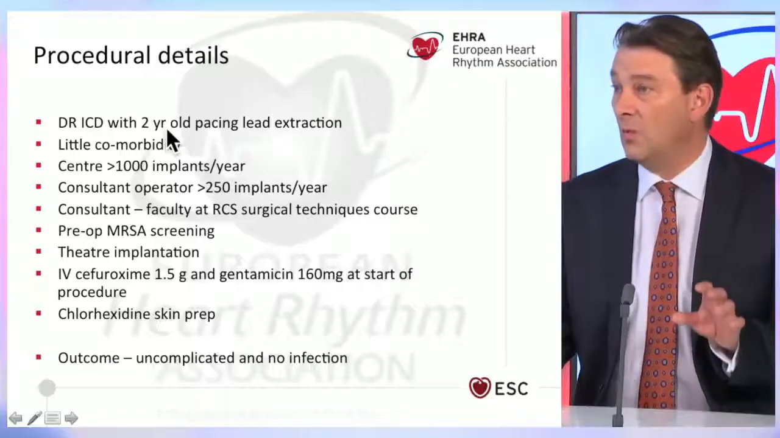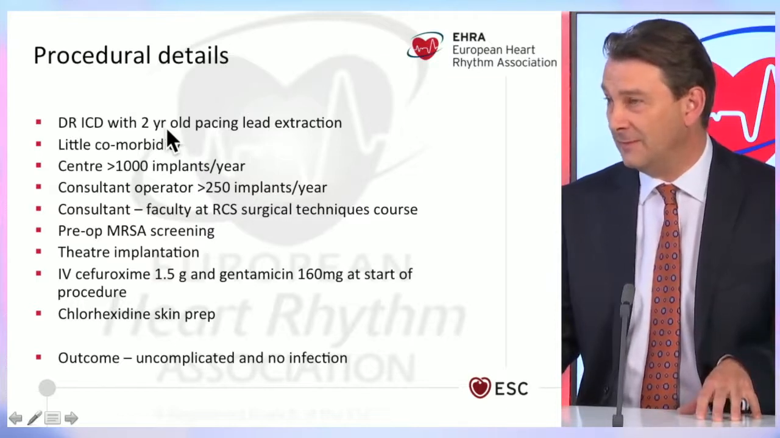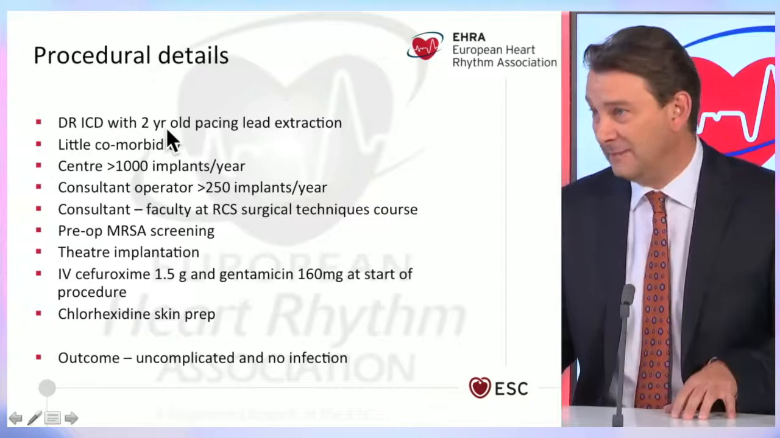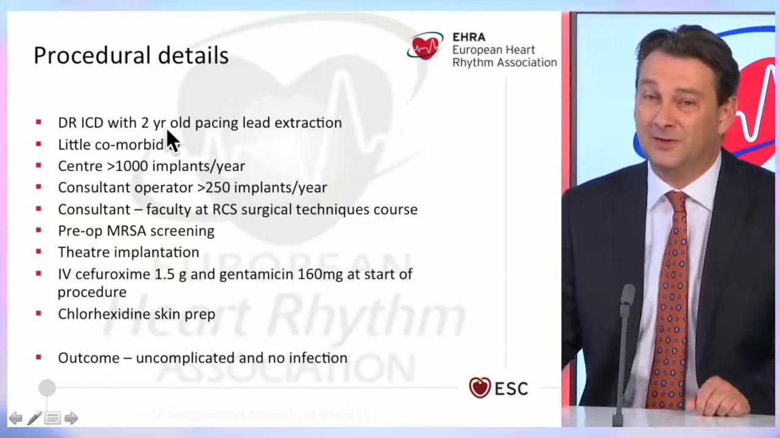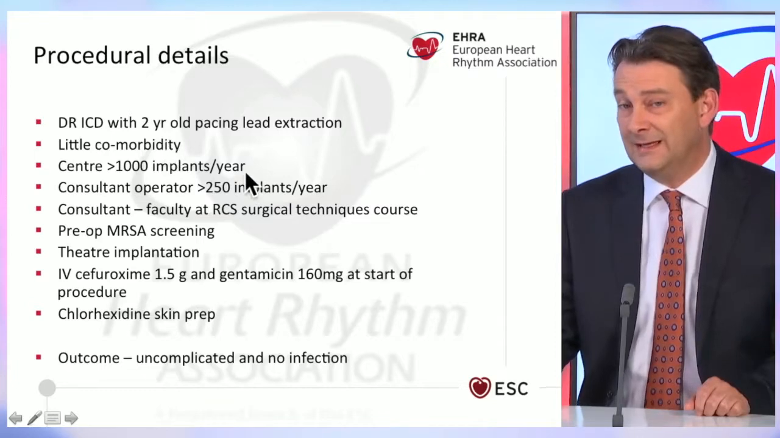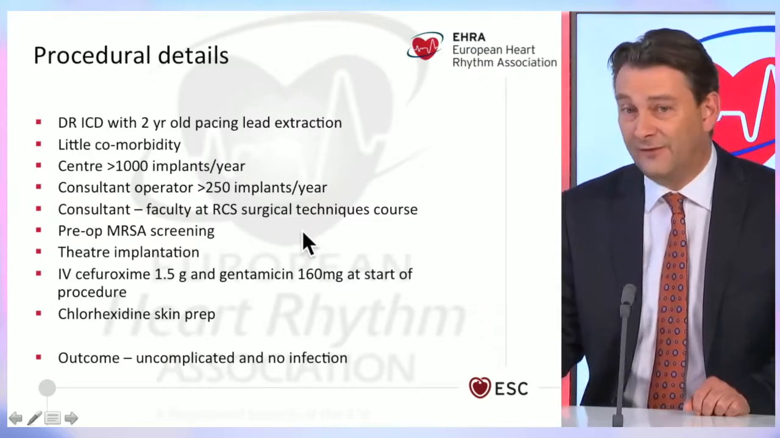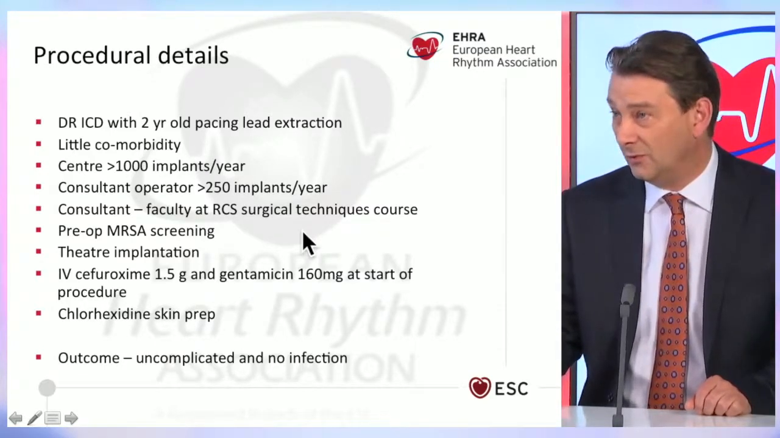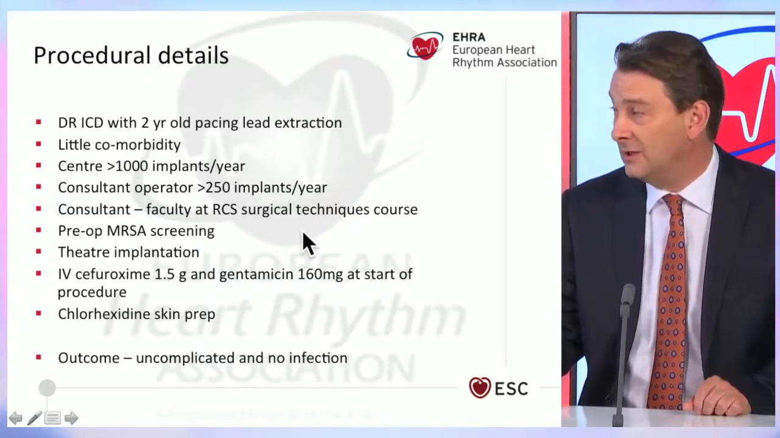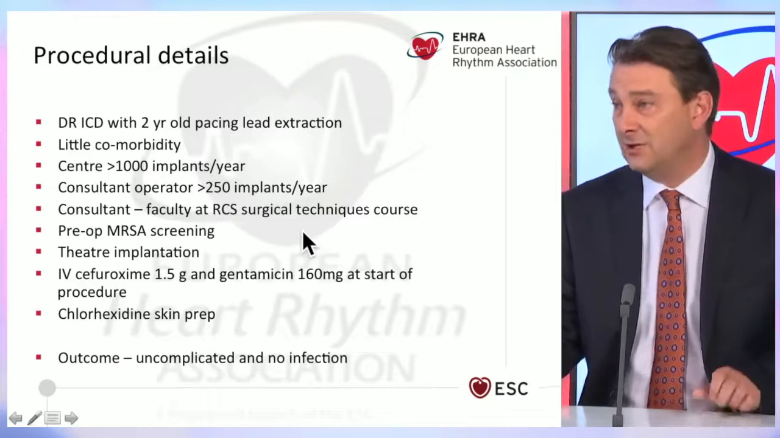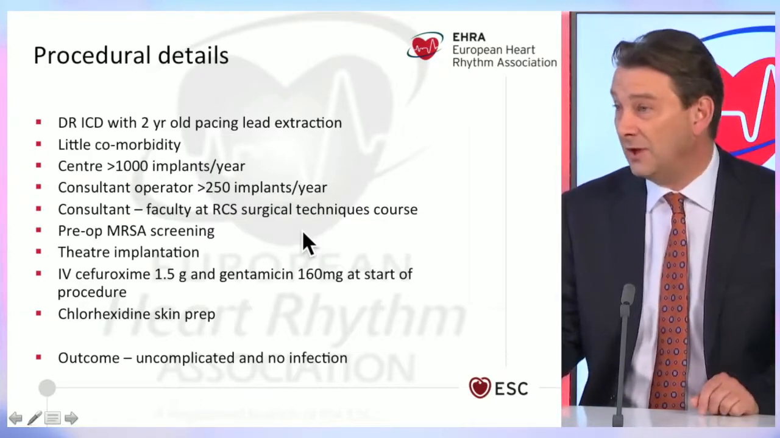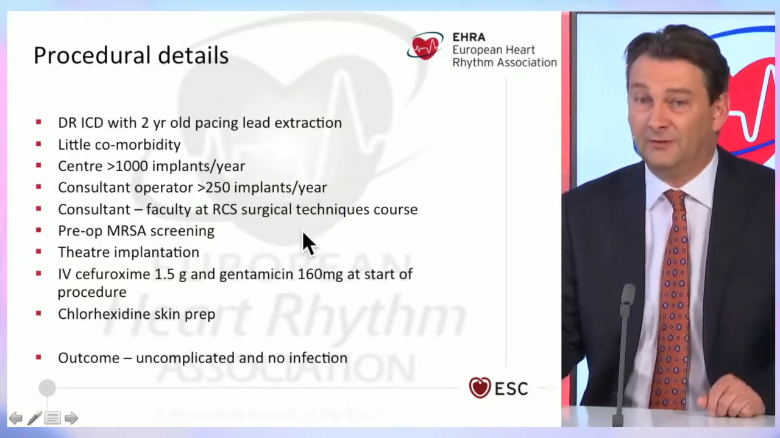He did have a dual chamber ICD upgraded from his dual chamber pacemaker. We extracted the redundant RV pacing lead, which might be a completely different debate on a different day, but we may take questions on that later. He had little comorbidity. It was done in a large volume centre with more than 1,000 implants per year, a large volume operator doing more than 250 implants. The operator is surgically trained and sits on the faculty of the Royal College of Surgeons technical course, which is mandatory for all cardiologists in training in the UK. For a registrar to gain accreditation in pacemaker implantation, they have to do, it's only a one-day course, but it teaches really important skills, as we'll discuss in a minute.